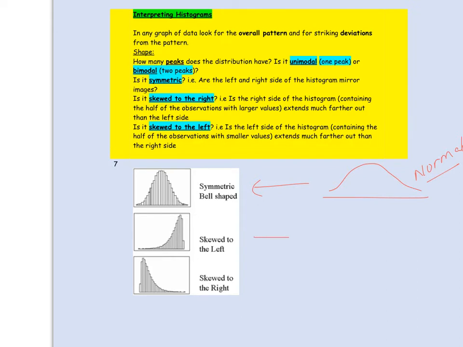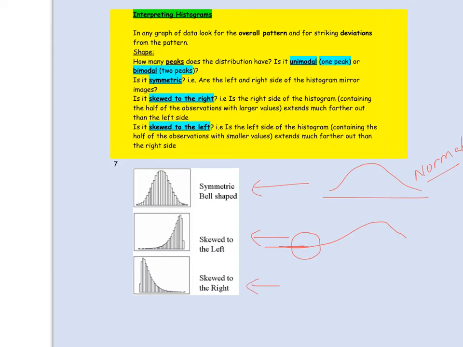Now, when you look at the second pattern, notice that this overall pattern has an extended tail on the left. So if you draw the histogram, the overall pattern will show that the left side of the bell seems to be extended. So this is not a symmetrical bell-shaped distribution. It looks like a bell, but it kind of drags to the left, and this is called a distribution that is skewed to the left.